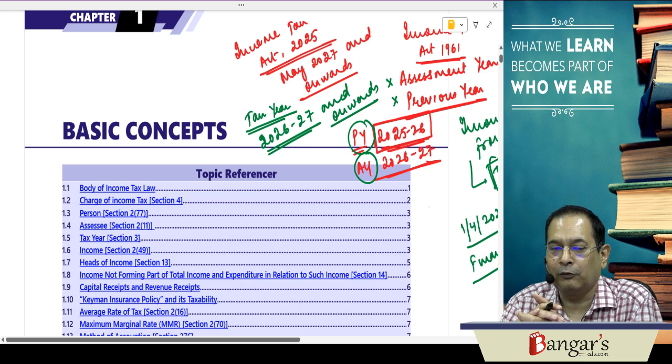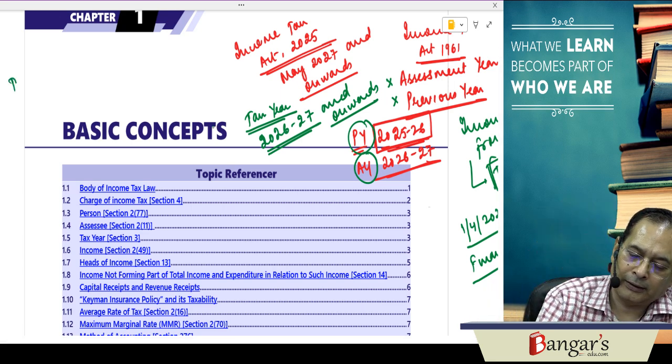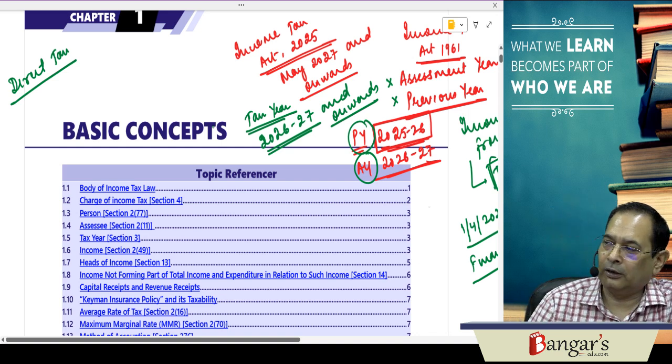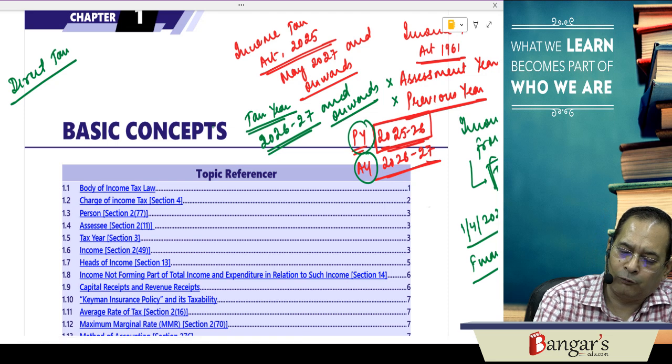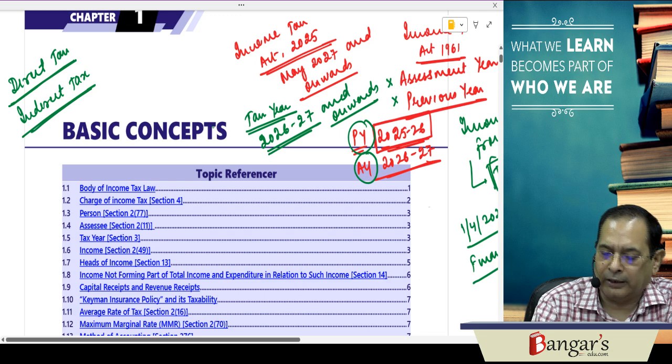So basically what is income tax? Income tax is a direct tax. Now let us start. We have seen the taxes are of two types. In 9th or 10th class, you have discussed about the same. Taxes are of two types. One is direct tax and the other one is indirect tax.